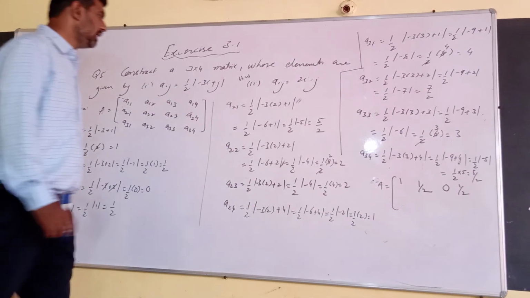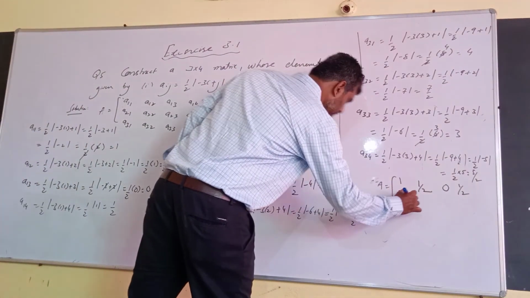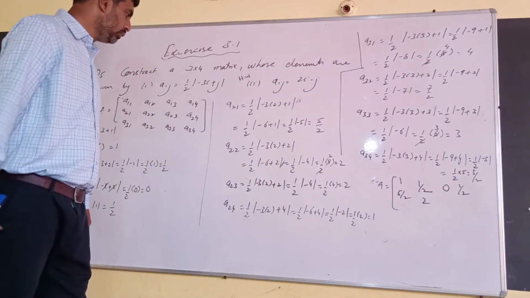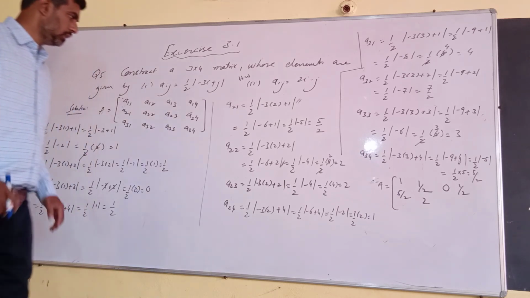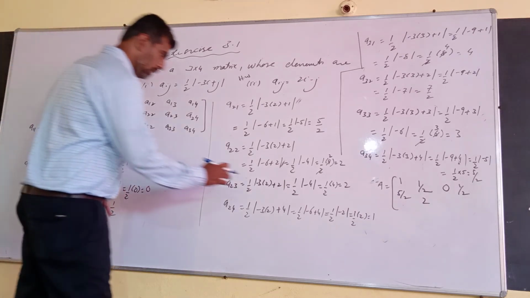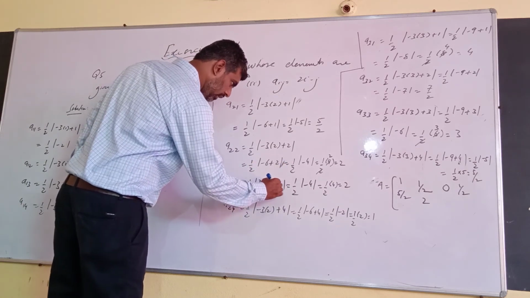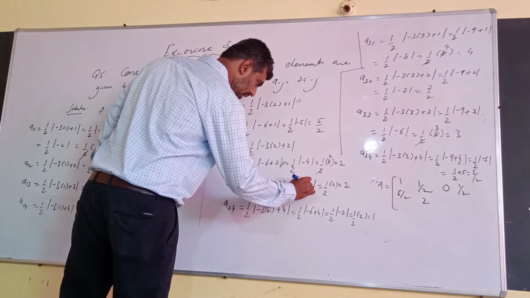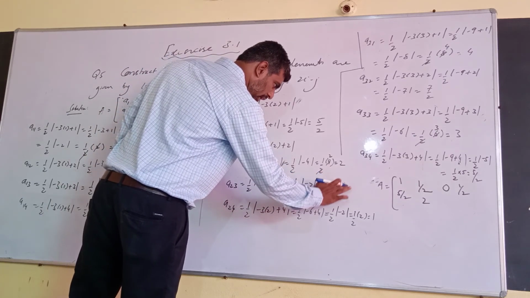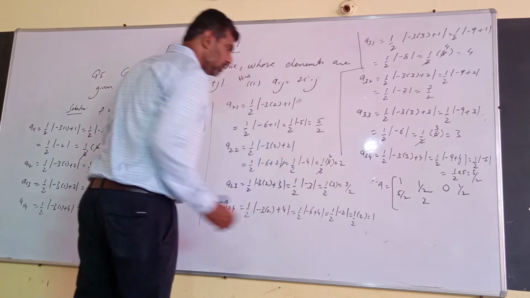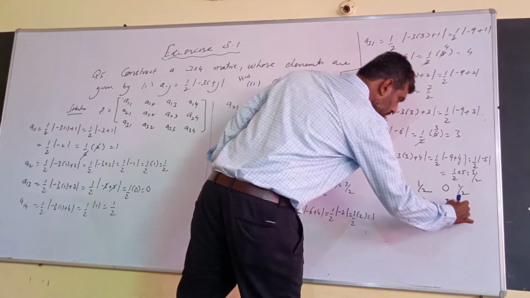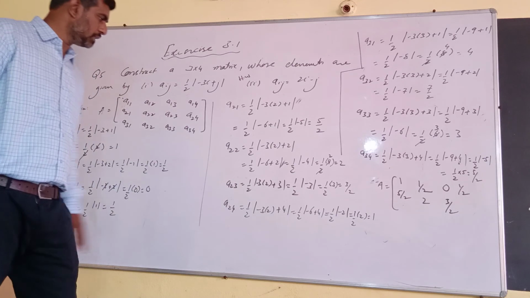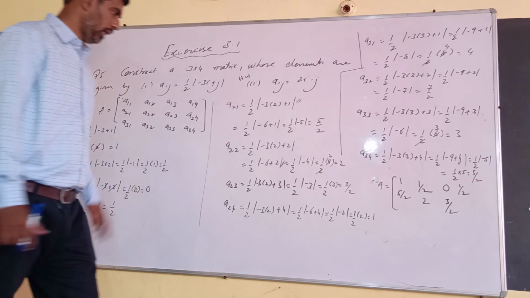Now A21. What is A21? 5 by 2. A22 is 2. Now A23: minus 6 plus 3 will be minus 3. Now it will be 3, so it will be 3 by 2. Now A24: minus 6 plus 4 minus 2. Okay, 1.